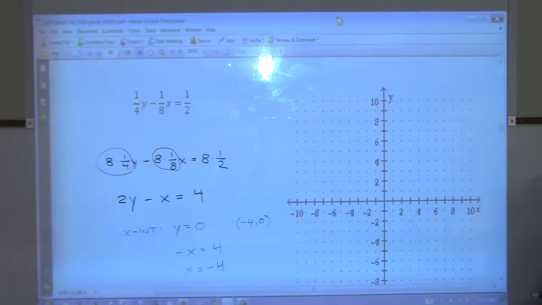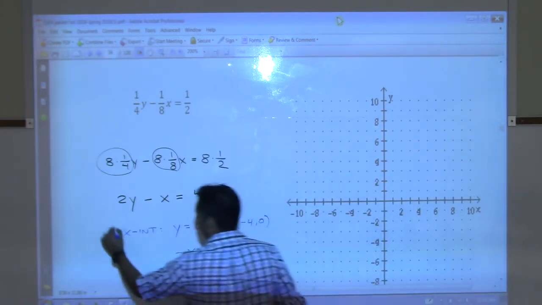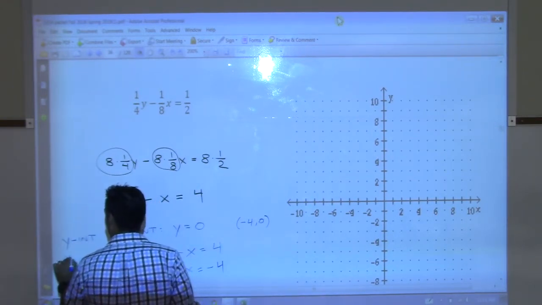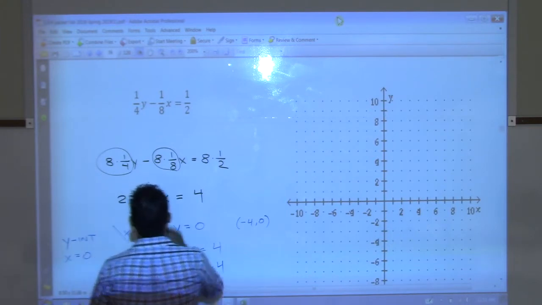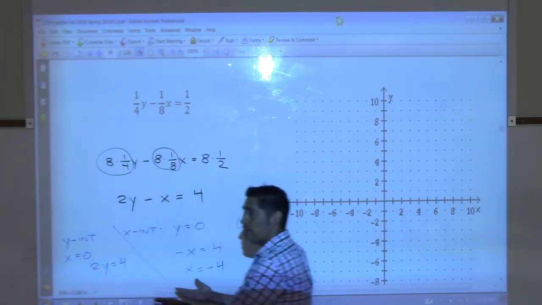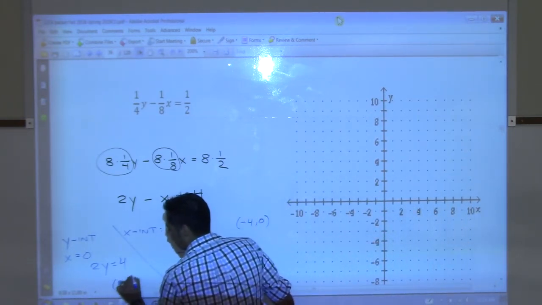Paris, did you get the y-intercept yet? You think it's 2? It's 2. All right, so to do the y-intercept, you set x to 0, which kills this off. That left you with 2y equals 4, and then you divided both sides by 2. Okay, so good. We get x was 0, y is 2.